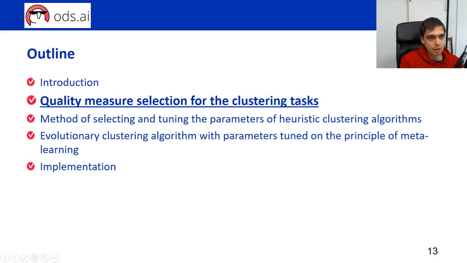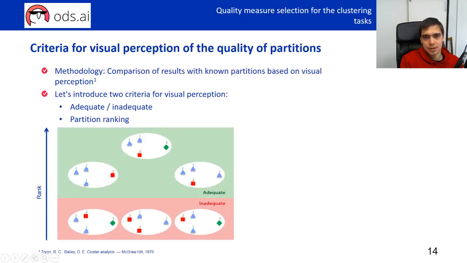Okay, so let's come to the first problem, the problem of quality measure selection for the clustering tasks. Let's consider the problem of choosing a partition quality measure for clustering problems in more detail. The most applicable methodology for creating a new measure of quality of a partition is to compare the results with the previously known partitions of the datasets based on their visual perception. So let's formalize this methodology.